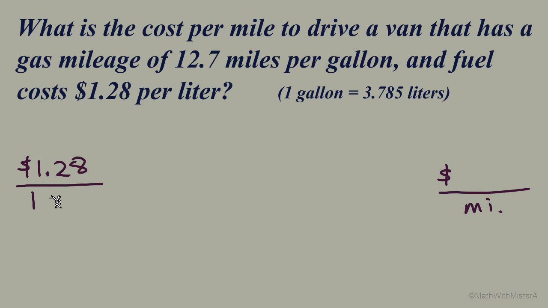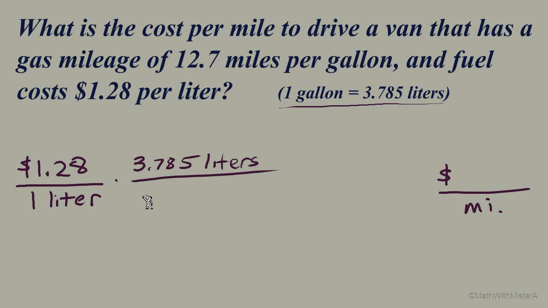$1.28 per 1 liter. The next steps of this problem will require using the other information as fractions to divide out units and leave behind dollars per mile. So we need to divide out this liter that we have from the first quantity, $1.28 per liter. Where else do we have information about liters? Here's what we can use to convert liters into gallons. So should the fraction be liters over gallon or gallon over liter? Well, to divide out with this liter, we would need to have liters in the numerator. 3.785 liters per 1 gallon.